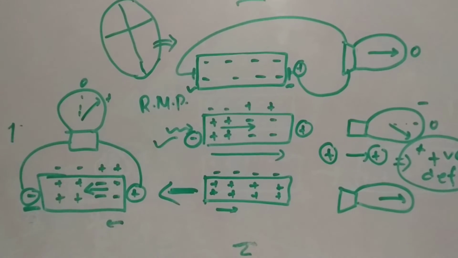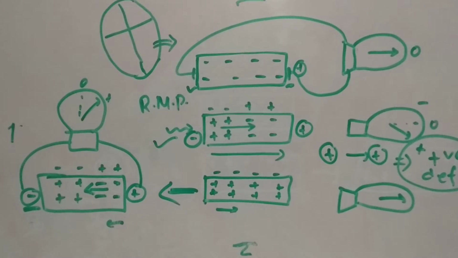So the first logic is that if a positive vector inside the cell is going towards the positive electrode, then the deflection will be positive. And if a negative vector is going towards the negative electrode, then the deflection will also be positive. Negative to negative, positive; positive to positive, positive deflection.